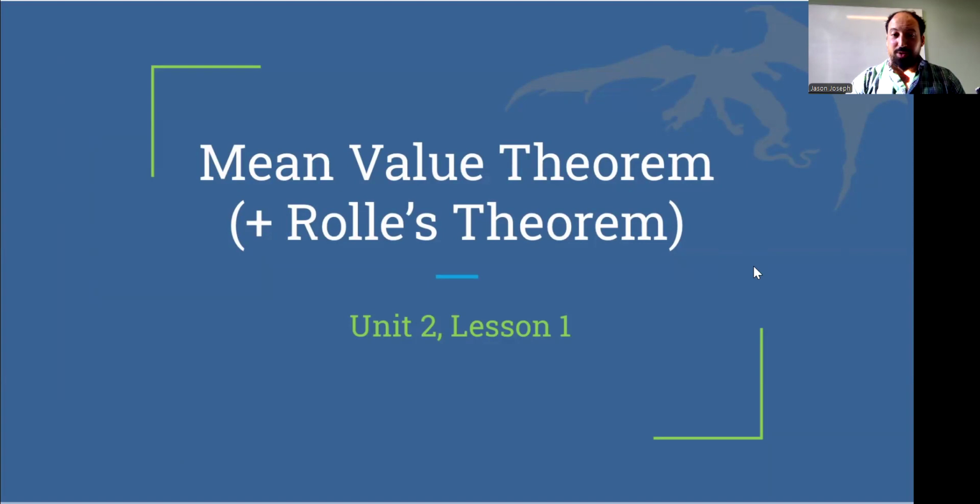So we're starting Unit 2 now, which is applications of derivatives. So you've learned what they are and how to work with them. Now we're going to see what they can do, what they can help us to do. So today is mean value theorem and Rolle's theorem.